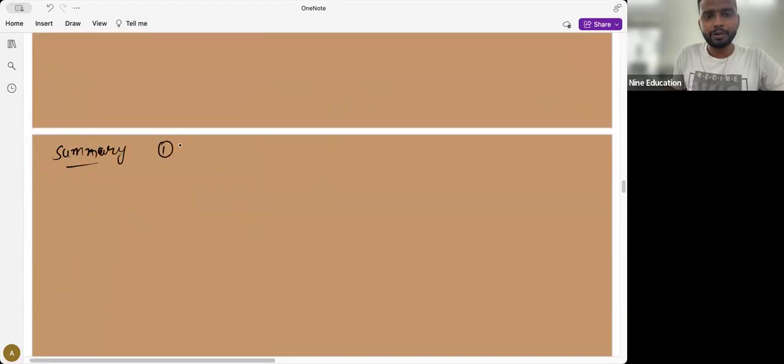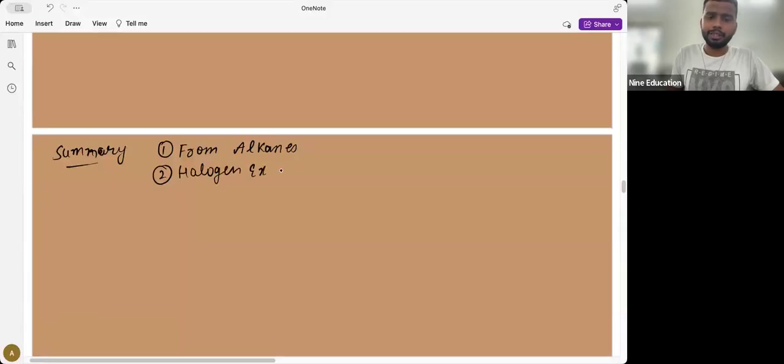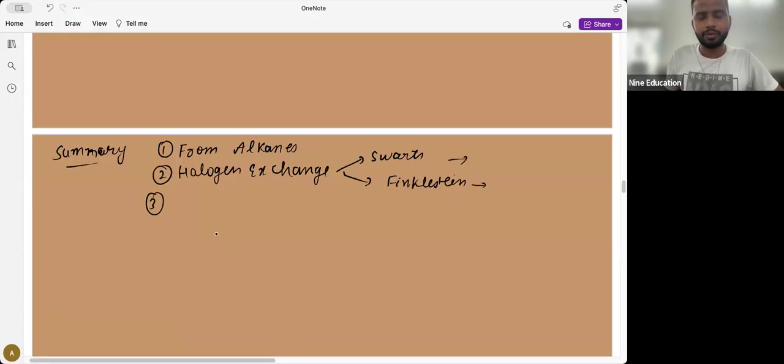Summary: we prepared alkyl halides from alkanes, which was all about chlorination, bromination, iodination. Second, we prepared from halogen exchange. We have 2 reactions in halogen exchange. One was Swarts, the other was Finkelstein. Beta, you have to learn these reactions. What is the reagent? What do you have to make? Everything you have to learn.